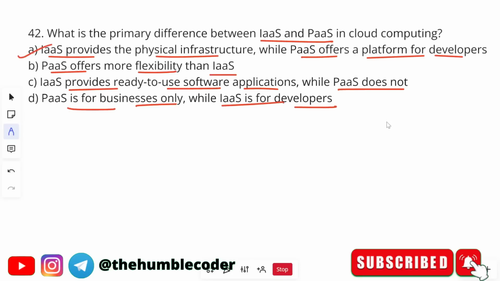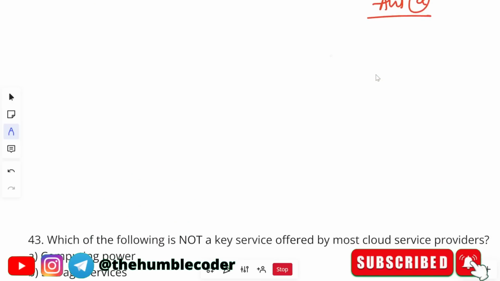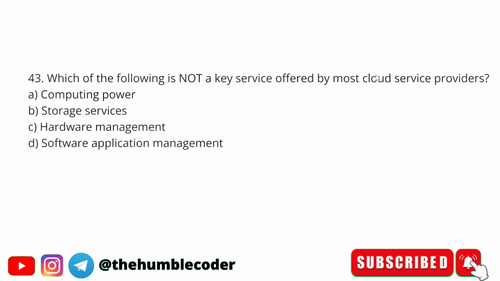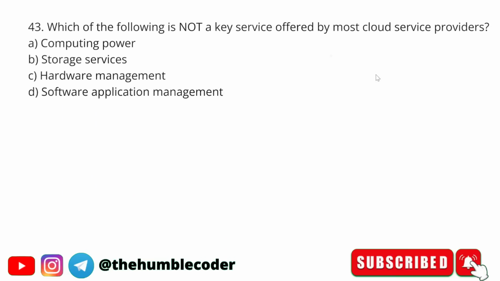So guys, the correct answer for this is option number A, which is IaaS provides physical infrastructure, while PaaS offers a platform for developers. Moving on to the next question that we have. Which of the following is not a key service offered by most cloud service providers?